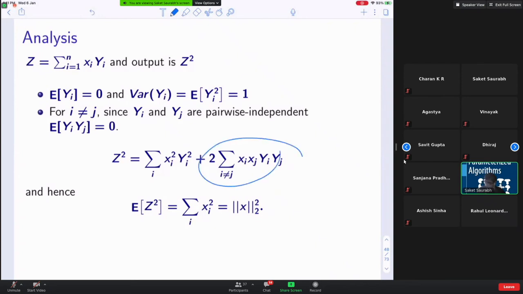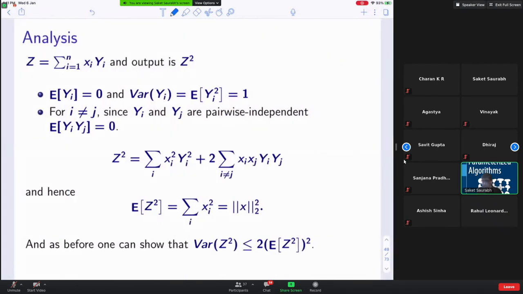So this is going to be 0 because expectation of yi, yj equals 0. And since yi square is always 1 with probability 1, this is what you're going to get. Agreed? Okay. All good, right? Up until now, nothing happens. Okay. Let's do the variance calculation.